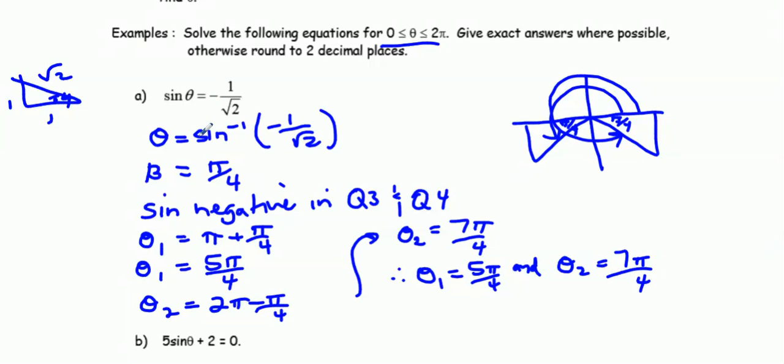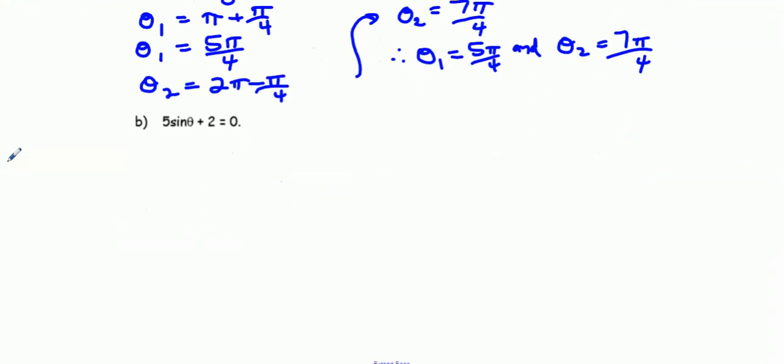Okay, so the key here was we noticed that this was the ratio for a special angle. I noticed the square root of 2, and the other thing that I had to notice was that it was a negative. Okay, so I knew that our reference angle was pi by 4, but I also knew then that I had a negative ratio here, which is why I knew that sine had to be negative in quadrants 3 and 4. Okay, let's try the next one.